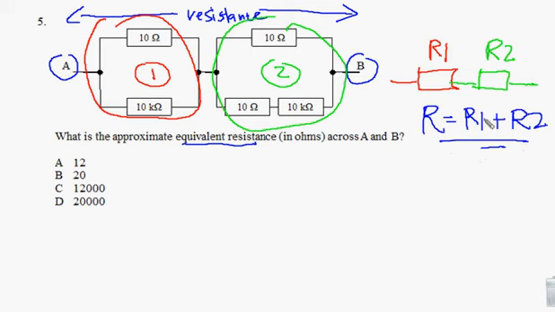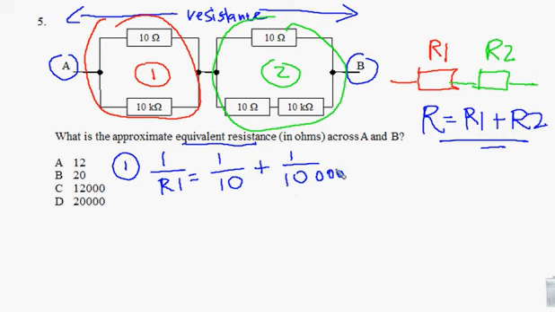So how do we start solving R1? R1 is actually two resistors in parallel. So you apply the formula for resistors in parallel for part 1. Resistance in part 1, my 1 over R1 is actually equal to 1 over 10 plus 1 over 10 kilo. 10 kilo, you must be very careful. 10 kilo actually stands for 10,000.